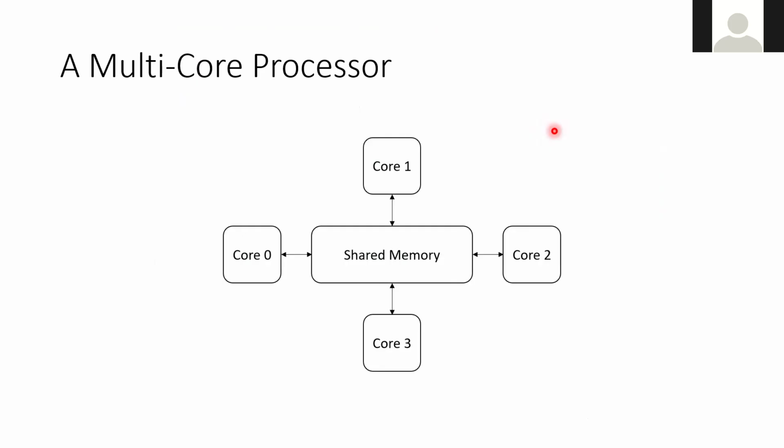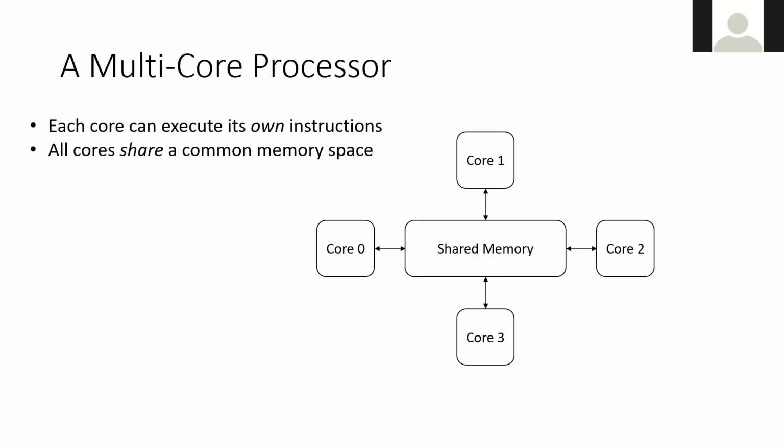A multi-core processor will look like this. This example shows 4 cores. You can have more according to your machine. Each of the cores will have a little bit of its own private memory, but most of the memory is in the shared memory here. Each core can execute its own instructions independent of each other. All cores share a common memory space.